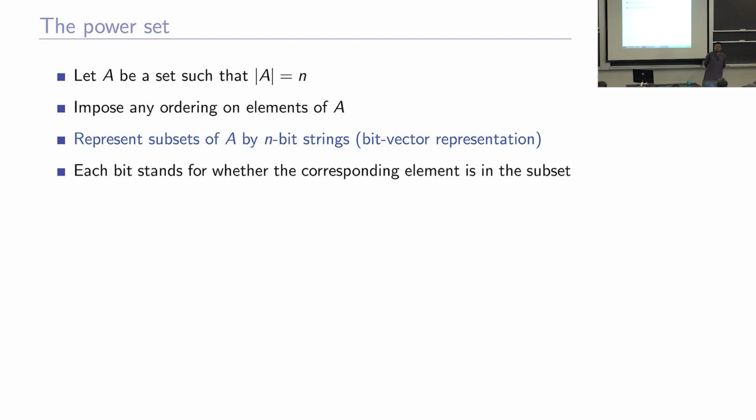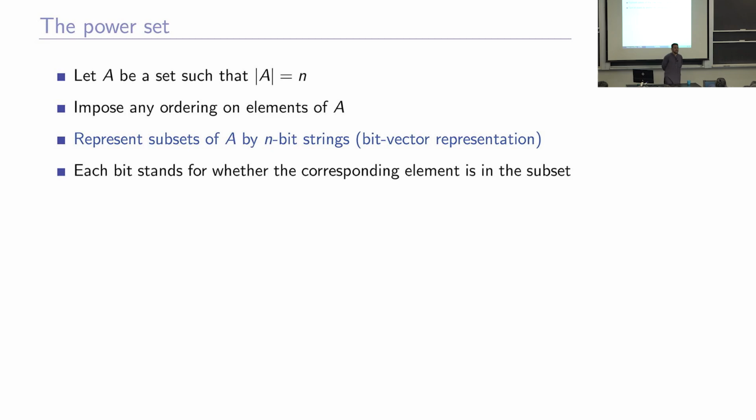How many different numbers can you express in n bits? What was the length of the truth table which has two variables? 4, right? 2 to the 2. That's 0 0, 0 1, 1 0 and 1 1. How many bit strings are there of length n?